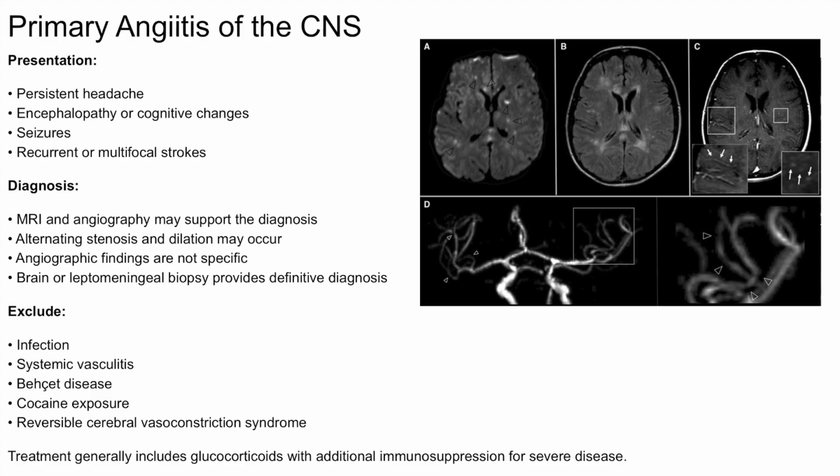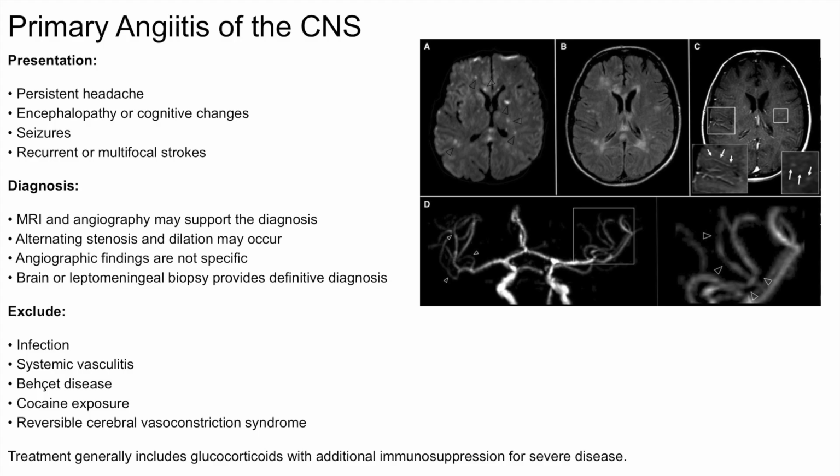Primary angiitis of the central nervous system is an inflammatory vasculitis confined to vessels of the brain and spinal cord. It can present with persistent headache, encephalopathy, cognitive changes, seizures, or recurrent strokes involving multiple vascular territories. MRI commonly shows multifocal abnormalities, while angiography may demonstrate alternating areas of stenosis and dilation. However, this angiographic beading is not specific, so imaging can support but cannot definitively establish the diagnosis. Brain or leptomeningeal biopsy provides the most definitive confirmation here.